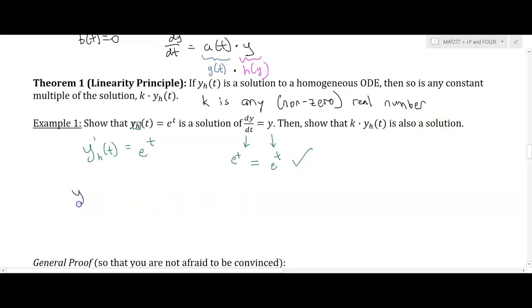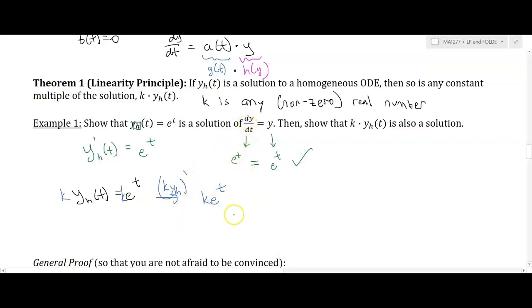So if y sub h of t is e to the t, then if we multiply that by k, k y sub h is k e to the t. So the derivative of k times y sub h, the prime of that, is the derivative of this function, which is simply equal to, well, the derivative of k e to the t is k e to the t. The coefficient out front doesn't make a difference.